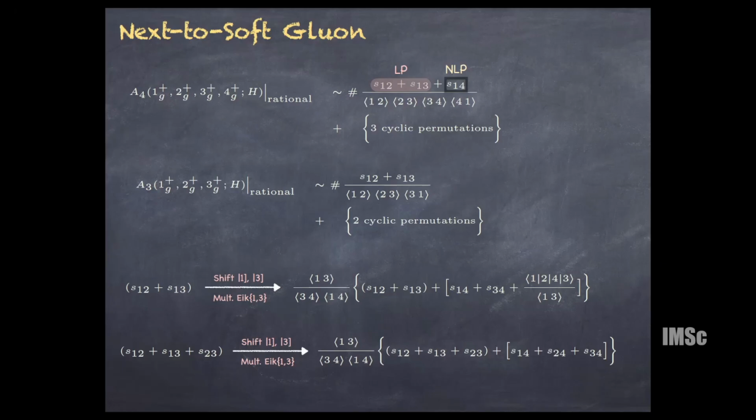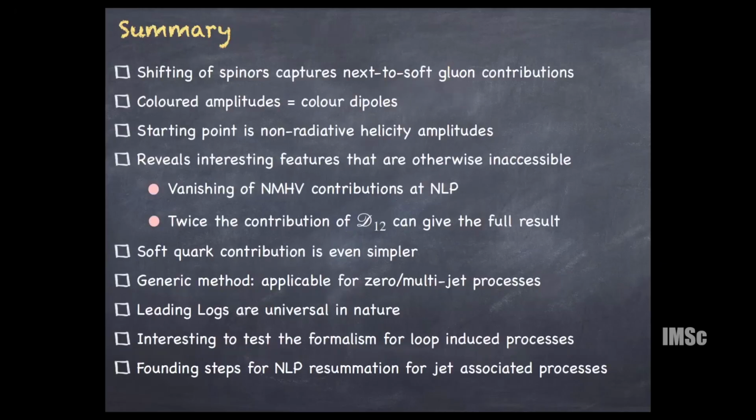Okay. This is still under investigation. We have not published this paper yet. So the summary is that shifting of spinors captures the next to soft gluon contribution at the amplitude level, which makes the calculation very simple. And there is a one-to-one correspondence in the color in the radiative amplitude. The number of colored amplitudes is equal to the number of colored dipoles in the non-radiative amplitude, right? And the starting point then is always the non-radiative helicity amplitude, which is always simpler. When one particle is less, the amplitude would be simpler, of course.